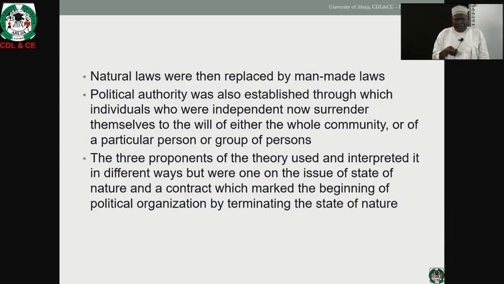So, you see, the idea behind the social contract was that since we could no longer continue to live in this type of situation of lawlessness, there was need for us to come together. There was need for us to enter into a contract with a central body that will be able to take care of our security, that will be able to maintain law and order, so that we will now have laws, man-made laws. These laws will replace the natural laws that existed.